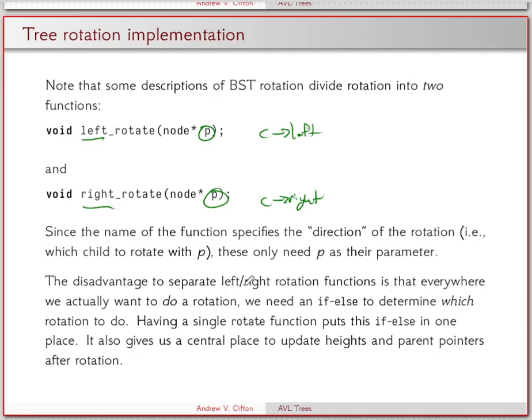The disadvantage to having two functions is that everywhere you want to do a rotation, you have to put in an if-else to determine which one you want to do. So if we put that if-else inside of the rotation function, then we only have it in one place in our code instead of having if-elses scattered all over the place. I just like doing it inside of the function itself.